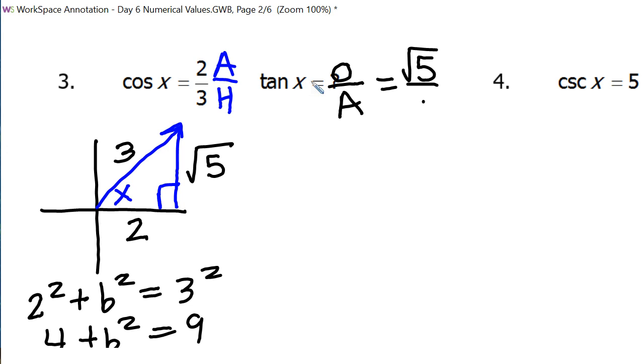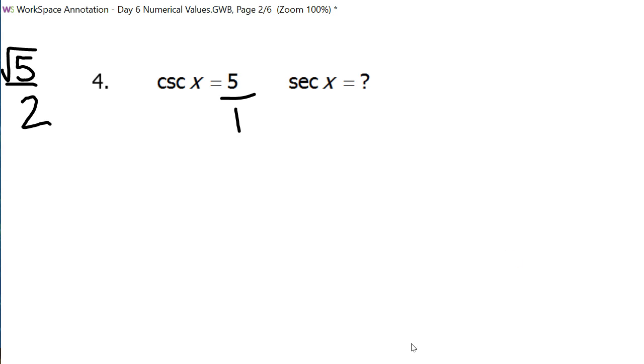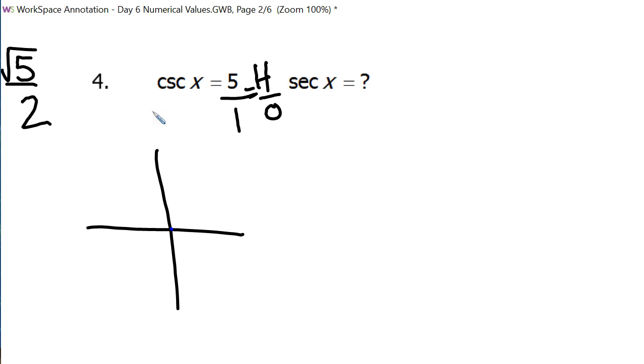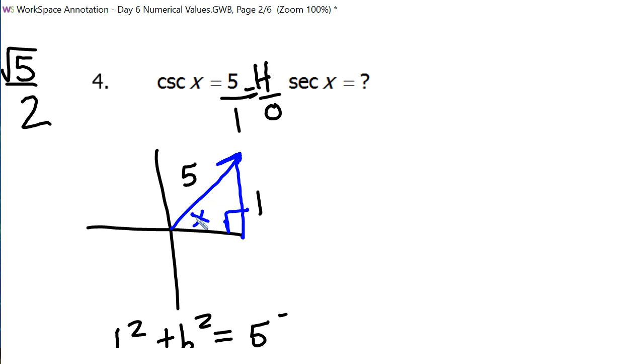Number 4, they gave us the cosecant is 5 over 1. And cosecant is reciprocal for what trig function? Sine. So sine is opposite over hypotenuse. This is hypotenuse over opposite. Draw your triangle. Again, angle X is in quadrant 1. The hypotenuse should be labeled 5. The opposite side should be labeled 1. And again, we'll have to use the Pythagorean theorem to find that adjacent side. So this would be 1 squared plus b squared equals 5 squared. So b squared would be what? 24.